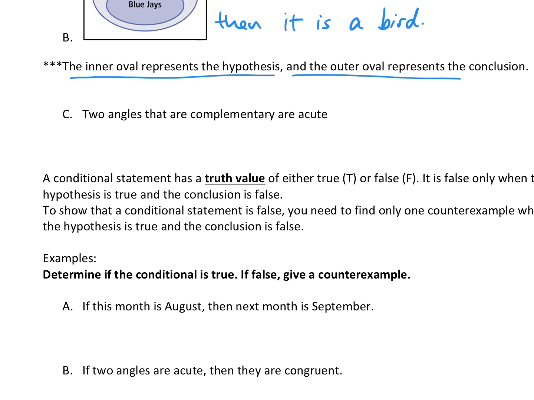Finally, we have another written out example here. Two angles that are complementary are acute. So the way we would write this, well, we know that if I have two angles that are complementary, they must be acute. The acute angles don't create complementary angles necessarily, but if I have complementary angles, I must have acute angles. So the acuteness depends on the complementary nature of these angles.